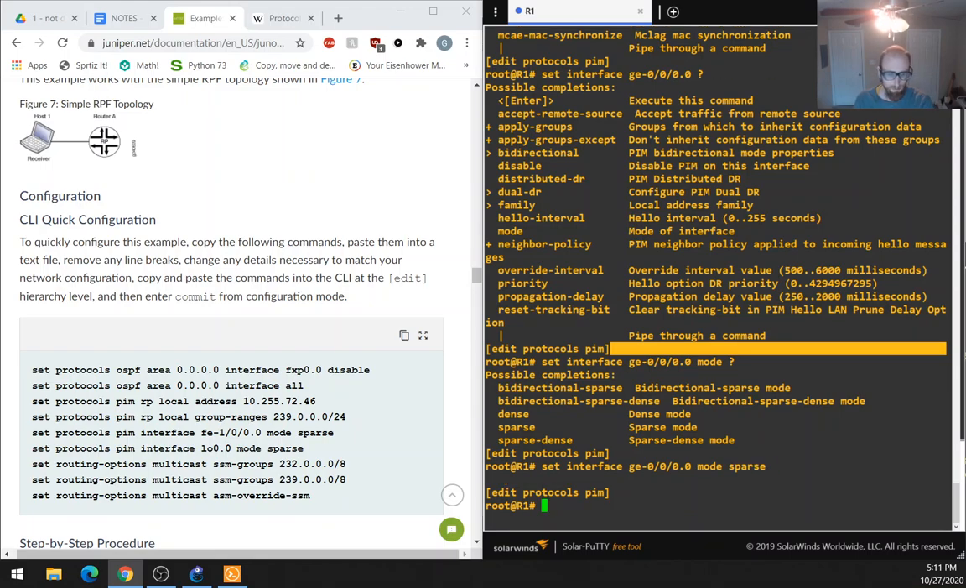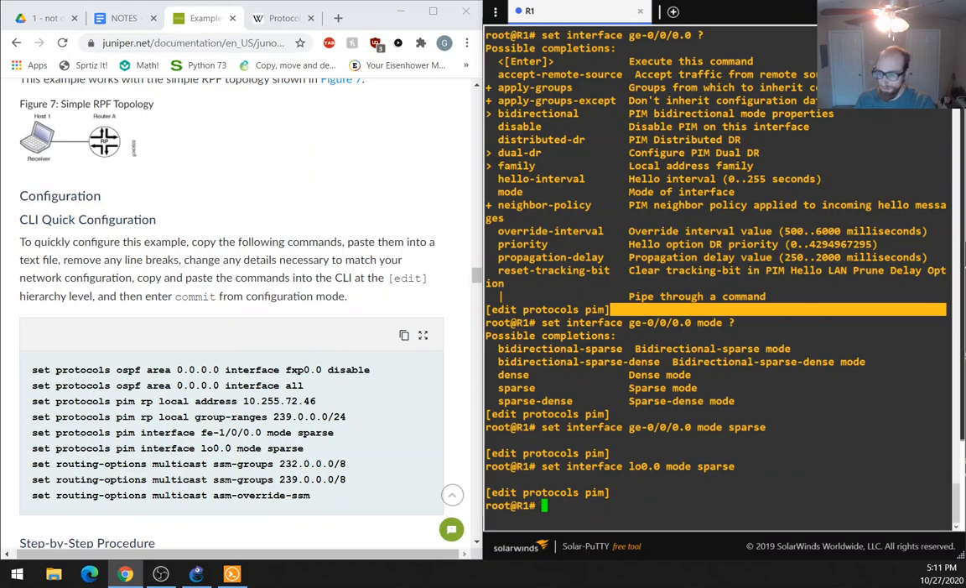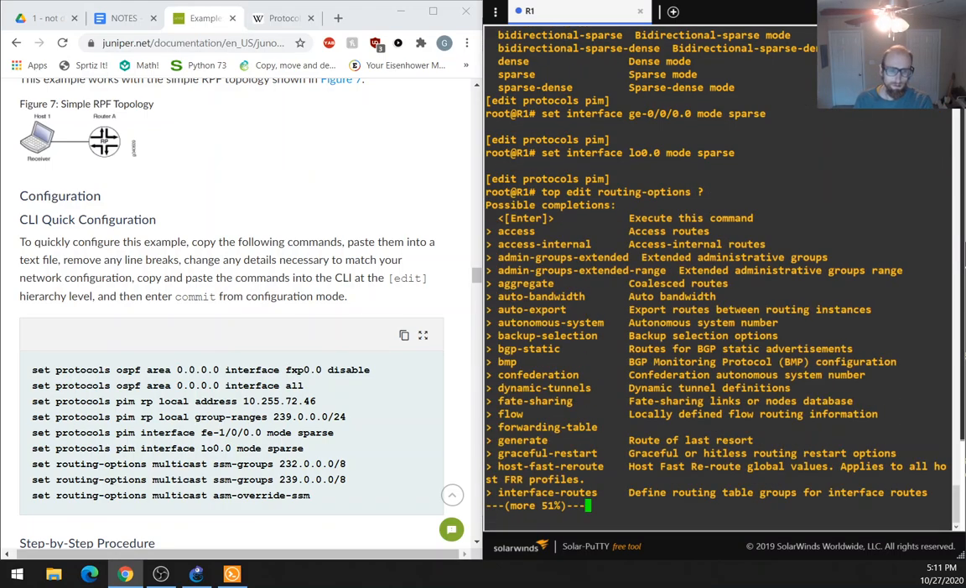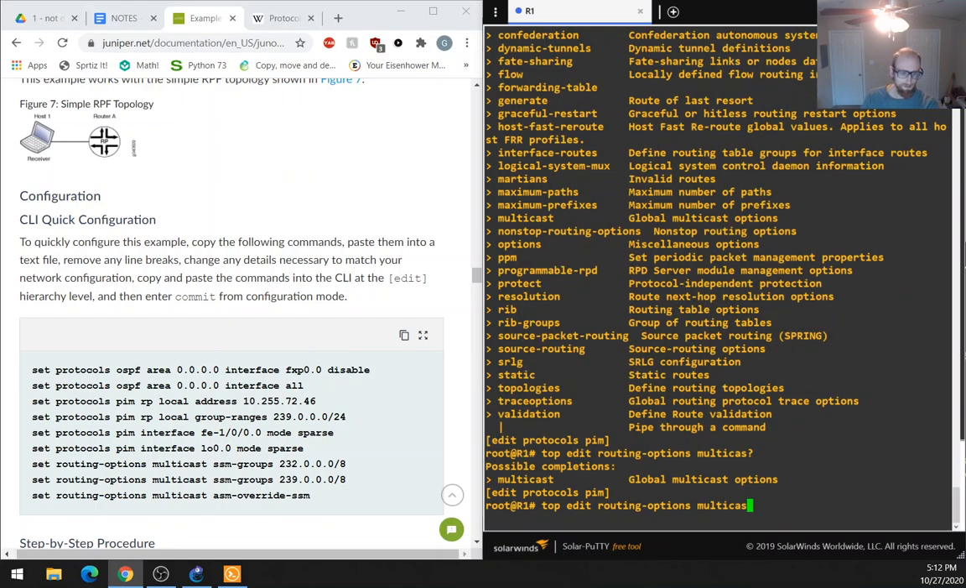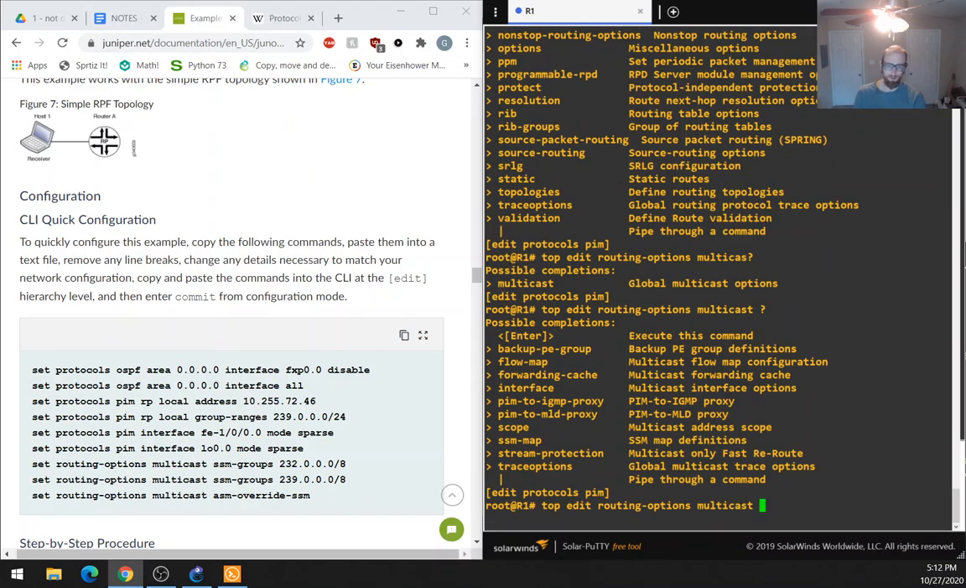Okay, then we need to add the loopback interface, as is common for a lot of routing protocols. Now we need multicast routing options. Here we've got all the classic routing options where we can set the autonomous system, that sort of thing. So we have an option for multicast, global multicast options. We can do a number of things here.